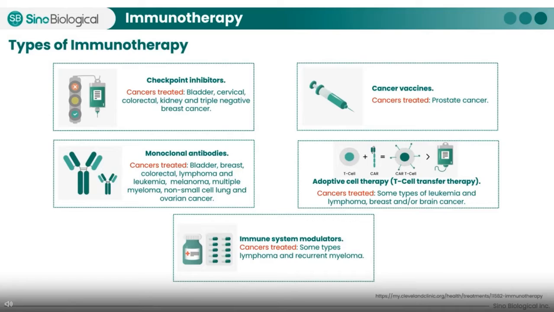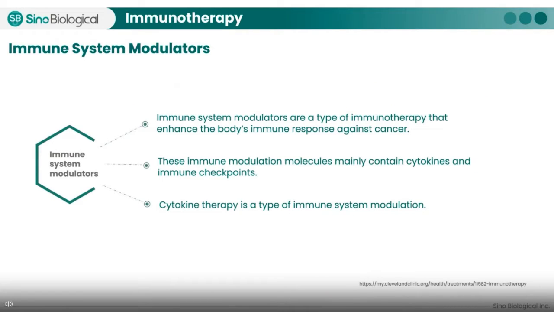The last type of immunotherapy that we are going to discuss in detail today is the immune system modulators. Immunomodulators are substances that boost the body's response to cancer. Immune system modulators include cytokines, BCG, and immunomodulatory drugs. Now, immune system modulators are a type of immunotherapy that enhance the body's immune response against cancer. Most immune modulating agents are used to treat advanced cancer. Some are even used to help manage other side effects.